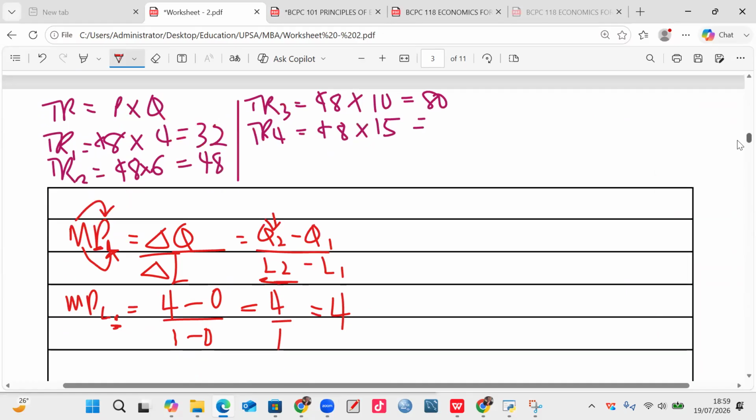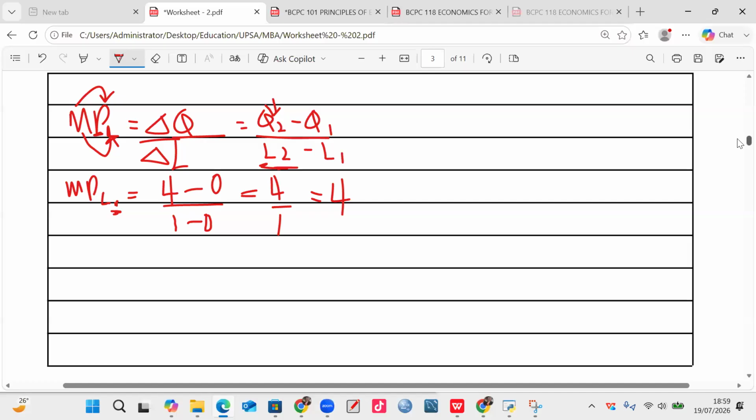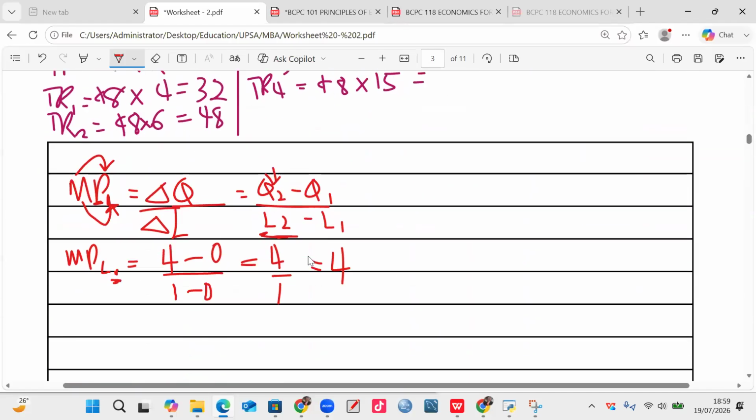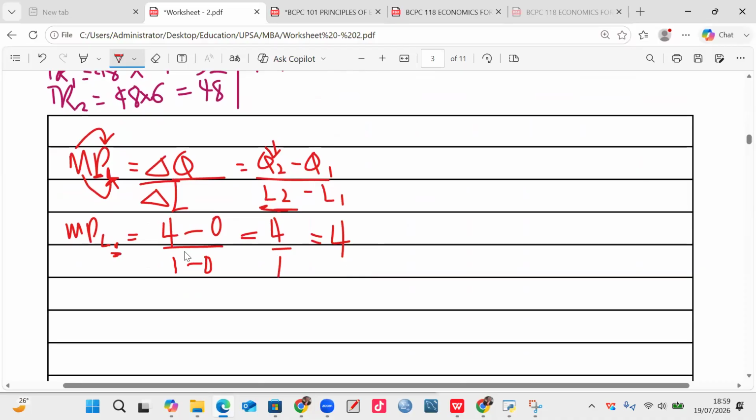So just pay attention. MPL 1 is 4. So you come, MPL at labor 1 is 4. Then you come to MPL 2, labor 2.